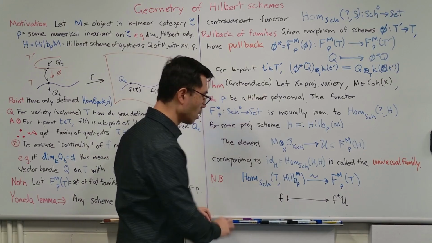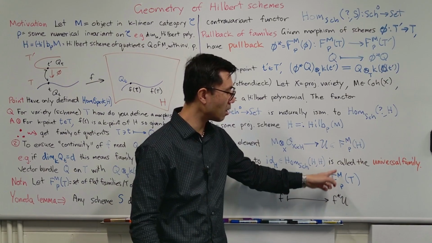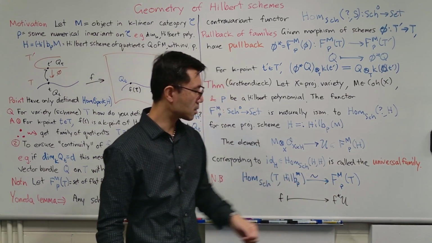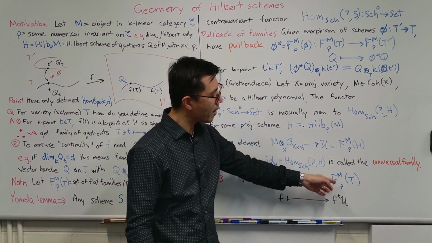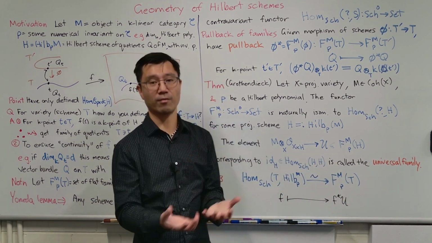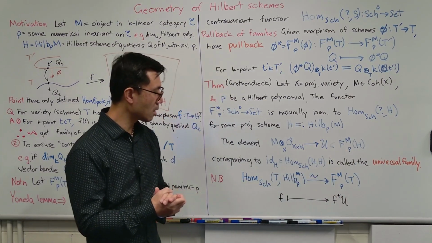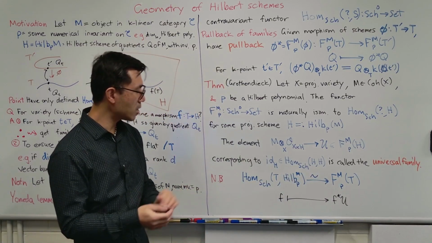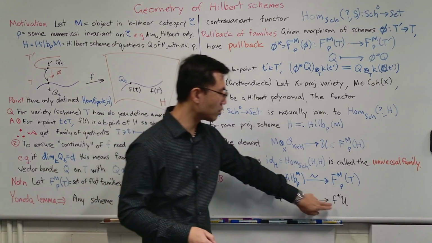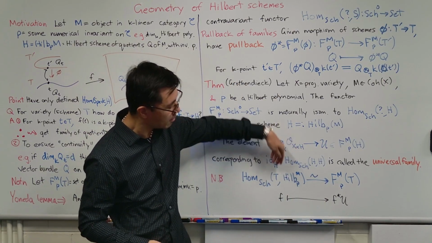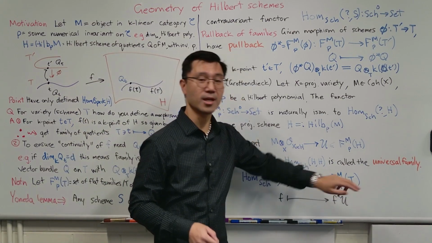Remember, this basically is the set parametrizing all the T points of this Hilbert scheme. Or more precisely, it's telling you about all the flat families over T of quotients of M with numerical invariant P. So there are all those possible families. How do you get them? Well, you take this F here and you just pull back the universal family. The universal family lives on this Hilbert scheme, and you pull it back to T, and that's going to be the element that you have there.